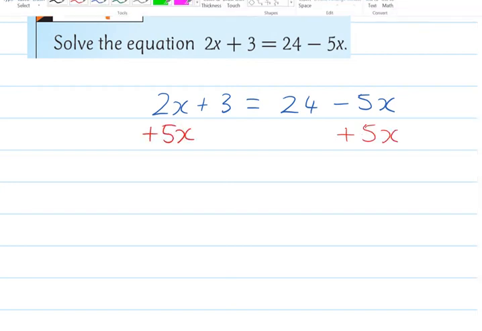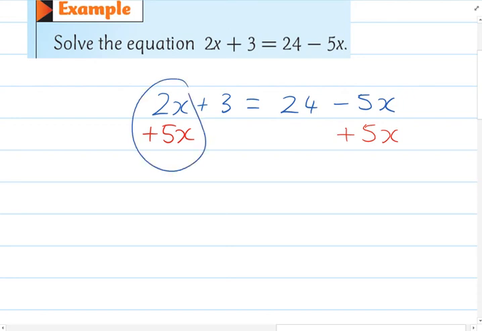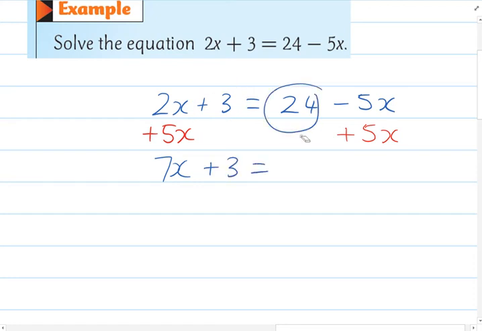And so on the left hand side we're going to have 2x plus 5x, which is 7x. We've still got plus 3 there, so we're going to have plus 3 equals 24. We haven't done anything with that, so we still have 24. And our 5x minus 5x, they're going to cancel each other out, so they're gone.